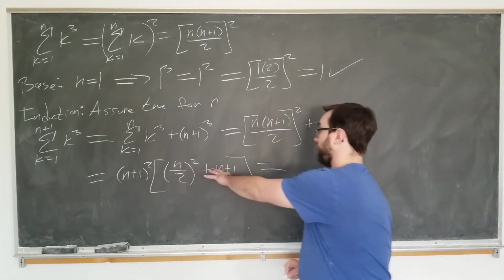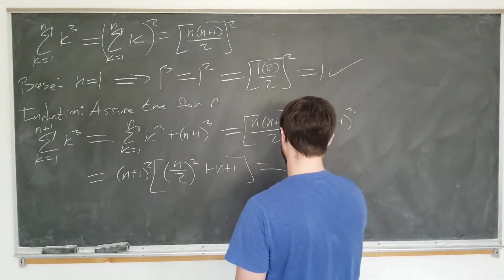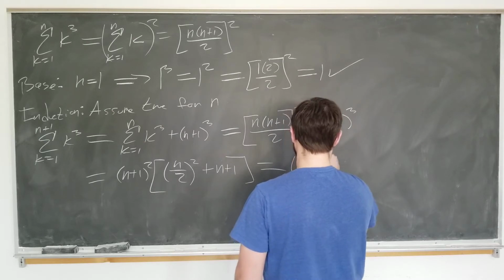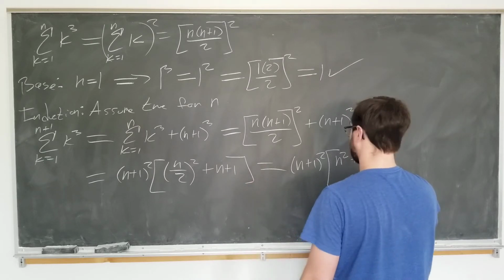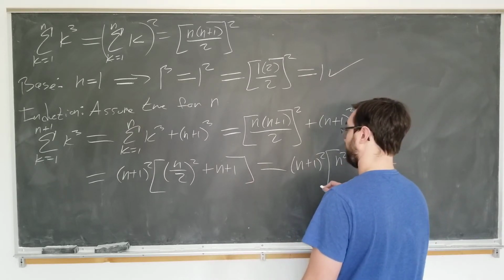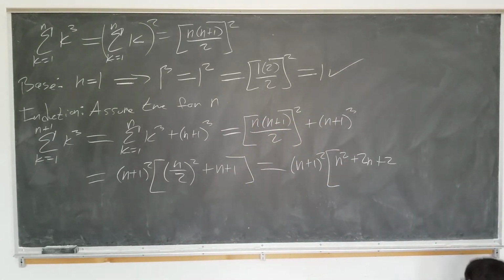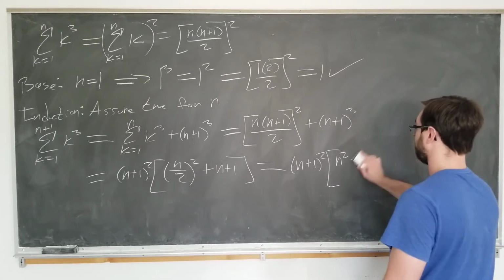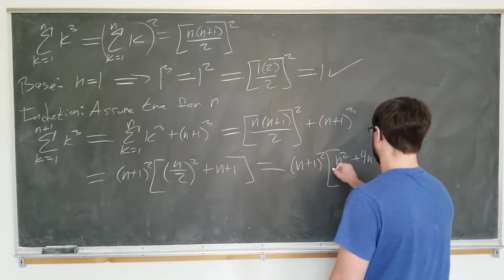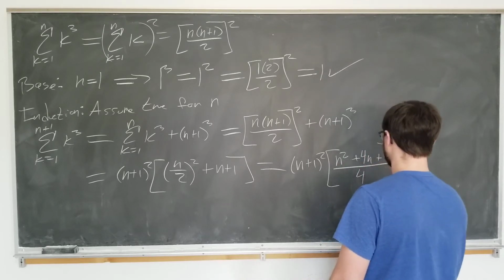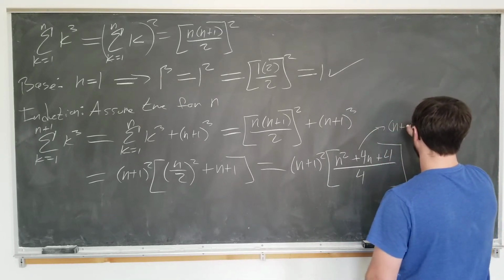And now we want to rewrite what's left by applying a common denominator. So this becomes, we have n squared plus 2n plus 2. Oh, sorry. The common denominator is 4. I do apologize. Common denominator is 4. N squared plus 4n plus 4 over 4. And now we're going to note that this is simply n plus 2 squared.